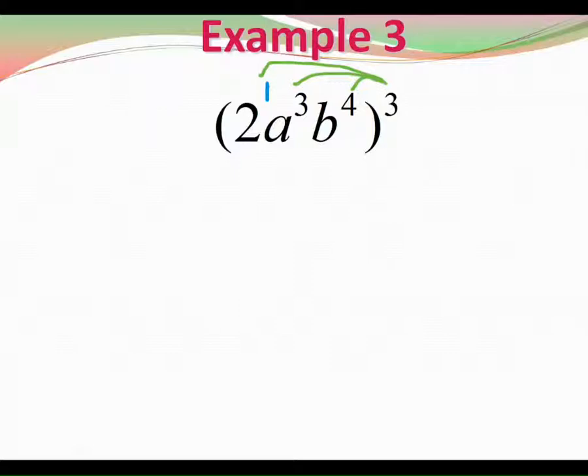Whenever it's a power to a power, we multiply. So 2 to the 1st to the 3rd is going to be 2 to the 3rd, because 1 times 3 is 3. A to the 3rd to the 3rd is going to be a to the 9th, because it's a power to a power. Do you add a 1 if there's a number? Right. If there's no exponent there, it's a 1. And then b to the 4th to the 3rd is going to be b to the 12th. It's a power to a power.